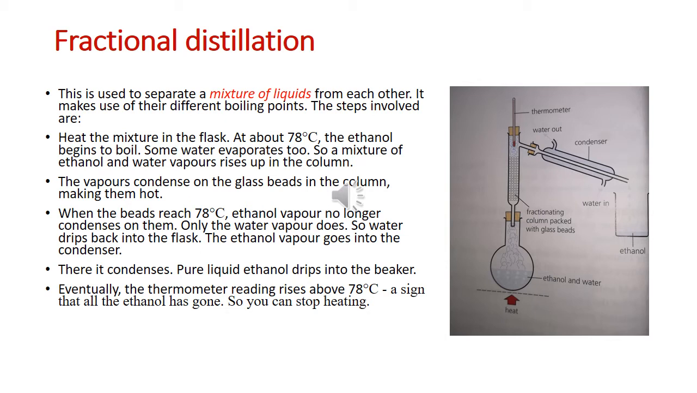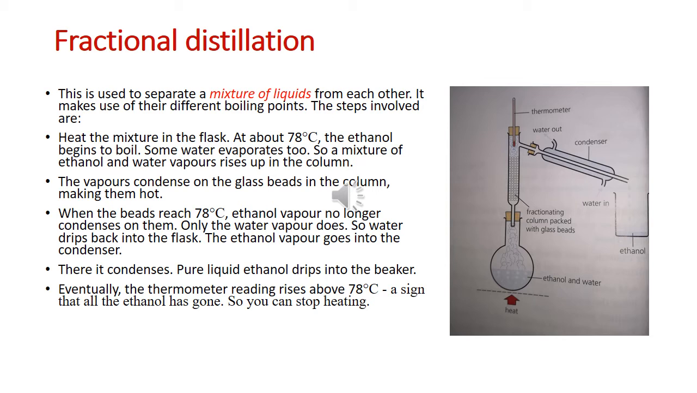At about 78 degrees Celsius, the ethanol begins to boil. So the boiling point of ethanol is 78 degrees Celsius. Some water evaporates too, as evaporation takes place at all temperatures. So a mixture of ethanol and water vapors rises up in the column. The vapors condense on the glass beads in the column, making them hot.